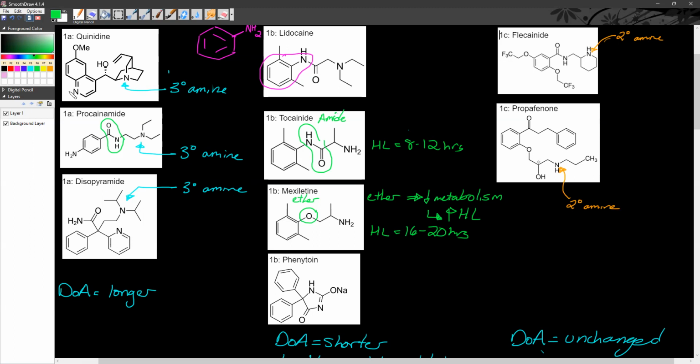Phenytoin is a special case. Phenytoin does not have an aniline moiety like we see in lidocaine or tocainide, and it's not a modified structure like in mexiletine. But what it does have going for it is that it has this very acidic oxygen here.